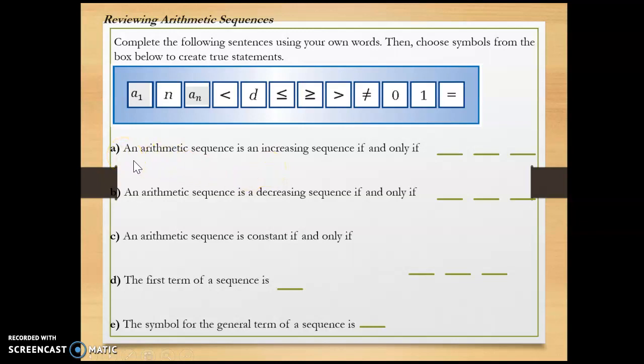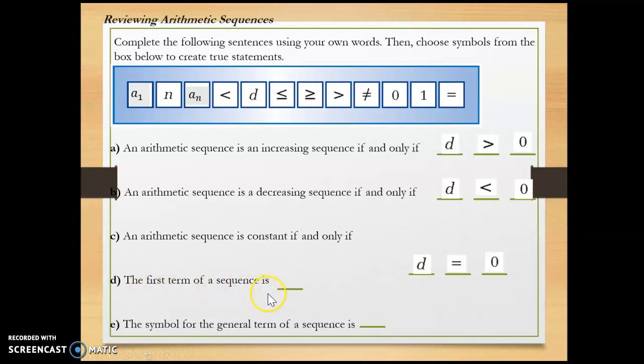An arithmetic sequence is an increasing sequence if and only if the difference is greater than 0. An arithmetic sequence is a decreasing sequence if and only if the difference is less than 0. An arithmetic sequence is constant if and only if the difference is equal to 0.